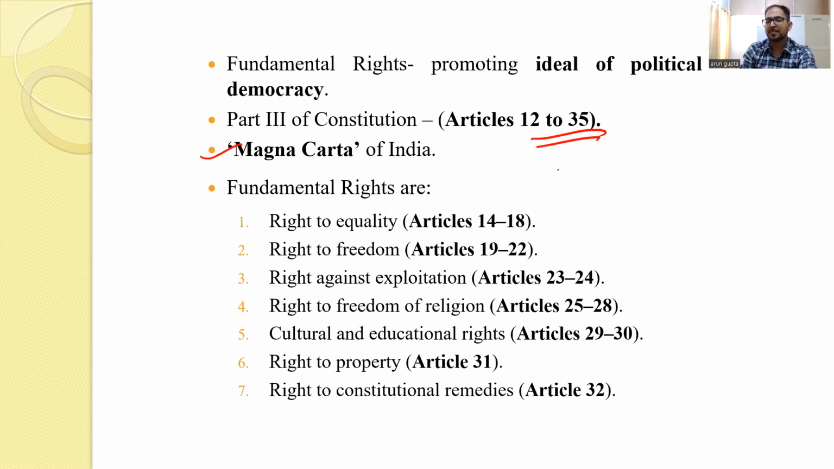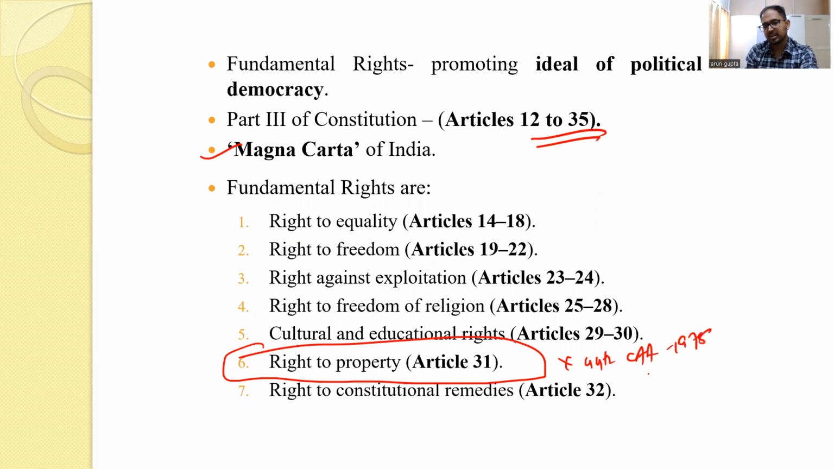also known as the Magna Carta of India. There are 7 types of fundamental rights available to any Indian, out of which the right to property has been repealed by the 44th Constitutional Amendment Act of 1978. It is no longer a fundamental right. So there are 6 categories of rights currently available to every citizen in India.